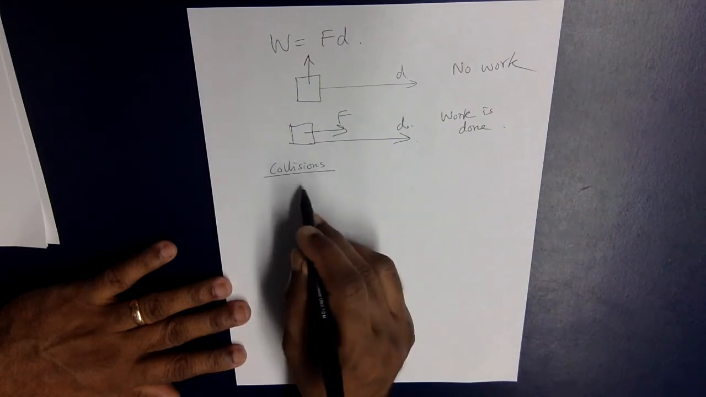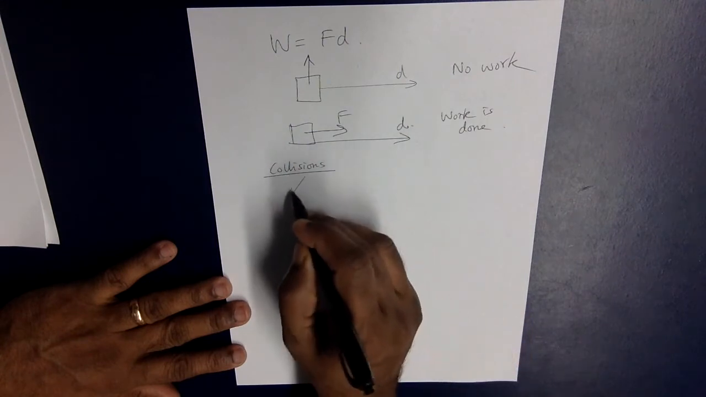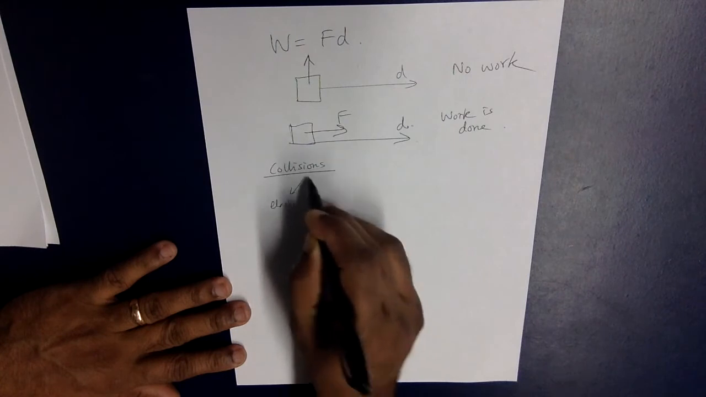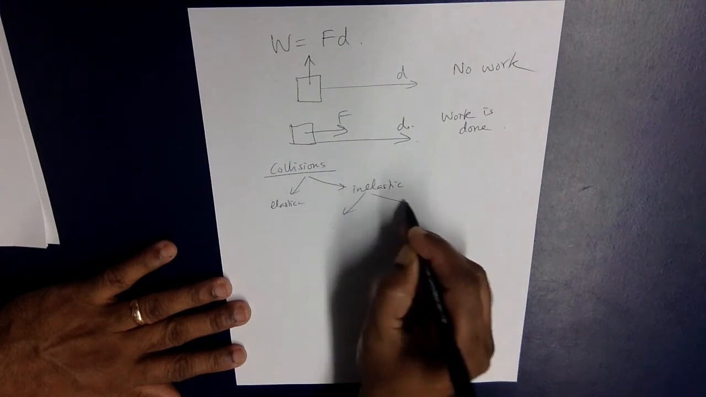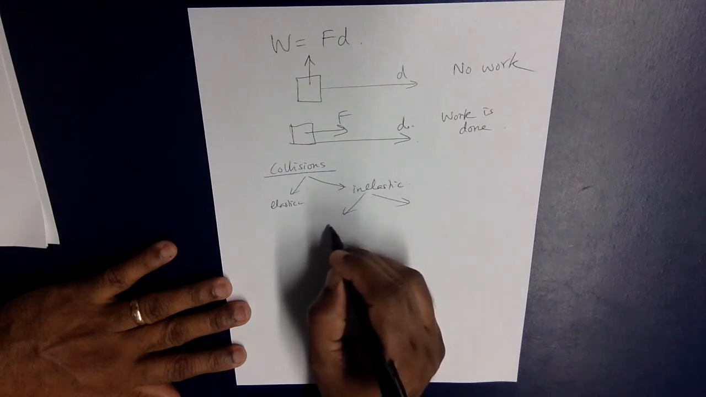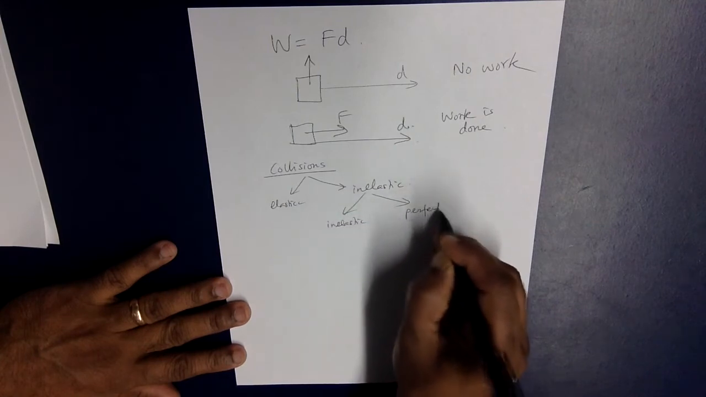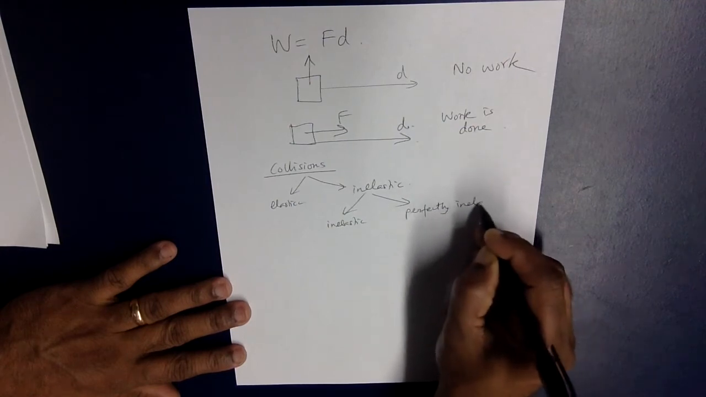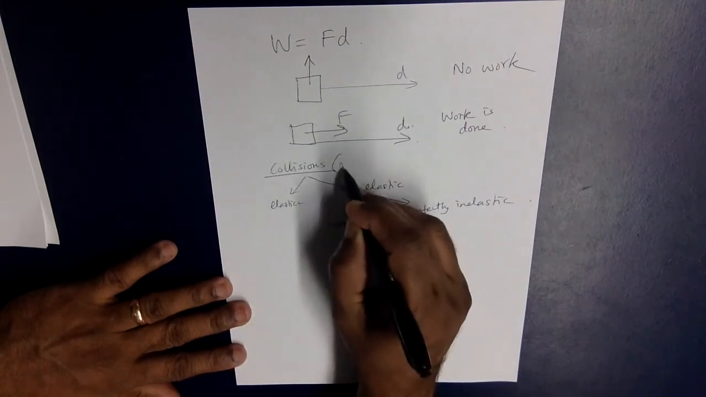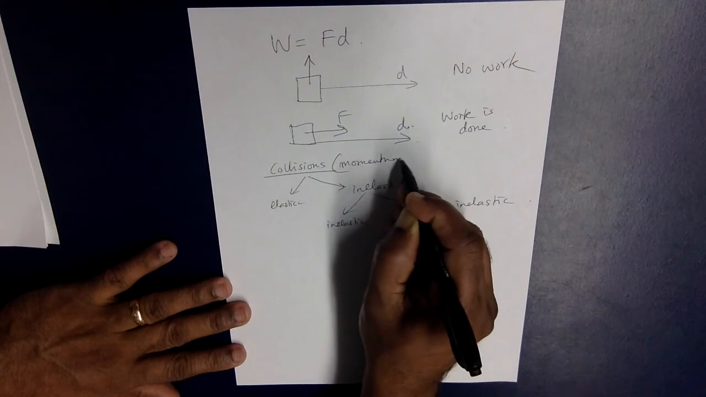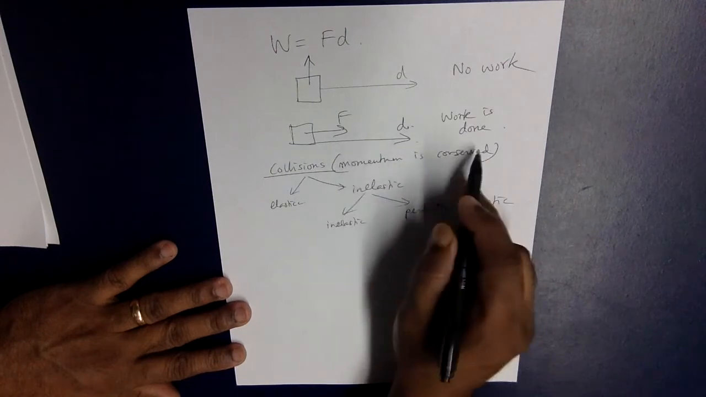When objects collide with each other, there are different kinds of collisions. We have elastic, you have inelastic, and inelastic is of two types: just inelastic and perfectly inelastic. So in all collisions, momentum is conserved. In all collisions, momentum should be conserved.